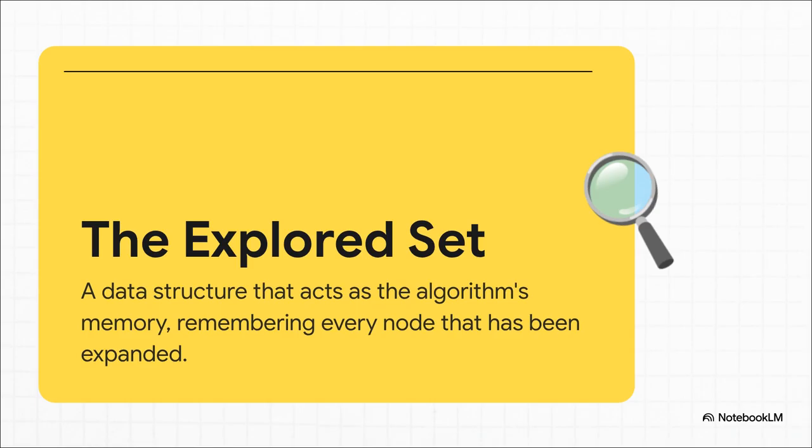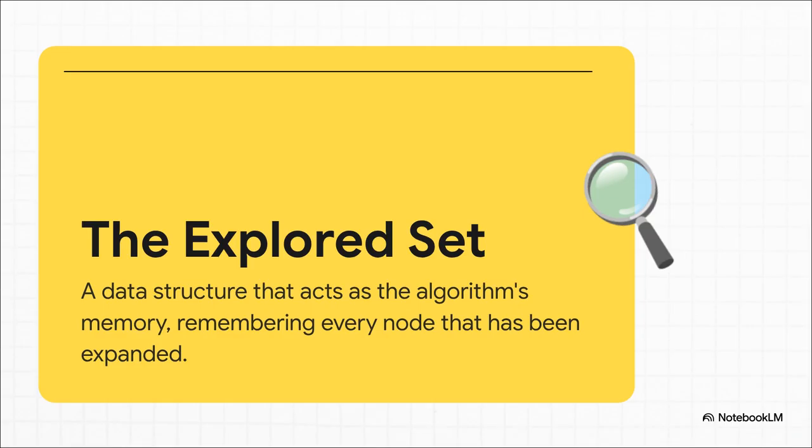The first, and honestly the most important tool in this kit is called the explored set. And it's exactly what it sounds like. It's the algorithm's memory. It's just a simple list of every single place it has already visited and explored. So before it even thinks about adding a new path, it just quickly checks the list. Is this place on the list? If yes, it just throws that path away, no more repeating itself.